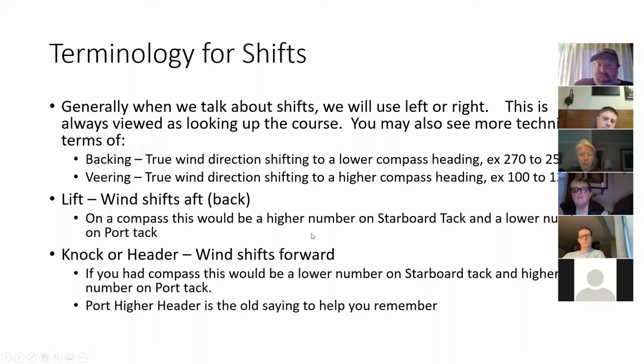You're going to see these numbers talked about a lot. If you were tracking your heading on a compass and you're on starboard tack, and the number goes higher, so you're sailing at 90 and now you see 95, that means you're on a lift. On port tack, it's the opposite: the number goes lower. If you're on port tack sailing 90 degrees and your number goes to 85, you just got a 5-degree lift on port tack. And it works backwards for a knock or a header.